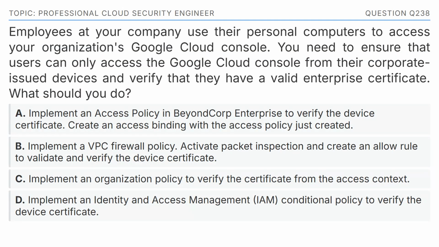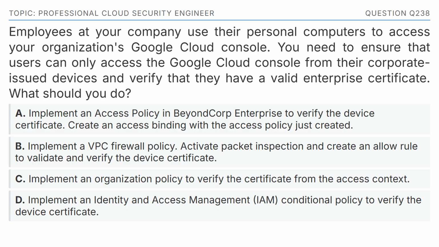Employees at your company use their personal computers to access your organization's Google Cloud Console. You need to ensure that users can only access the Google Cloud Console from their corporate-issued devices and verify that they have a valid enterprise certificate. What should you do? The options are: Option A. Implement an access policy in BeyondCorp Enterprise to verify the device certificate. Create an access binding with the access policy just created.